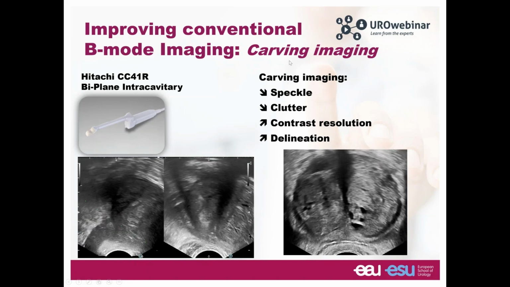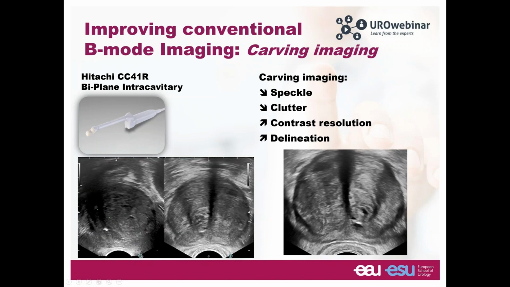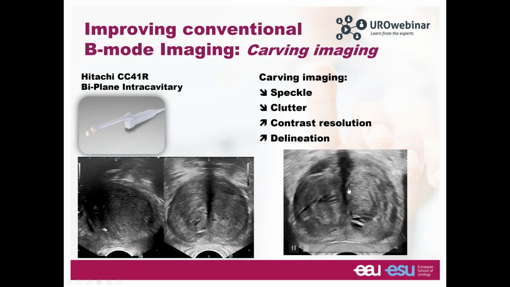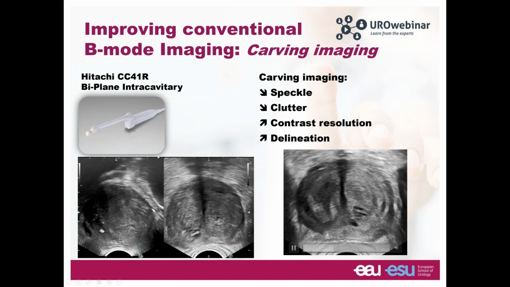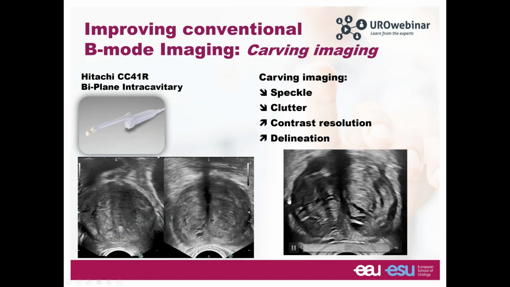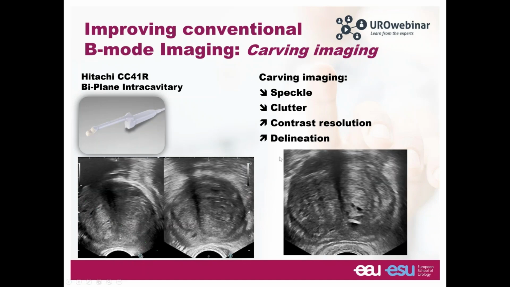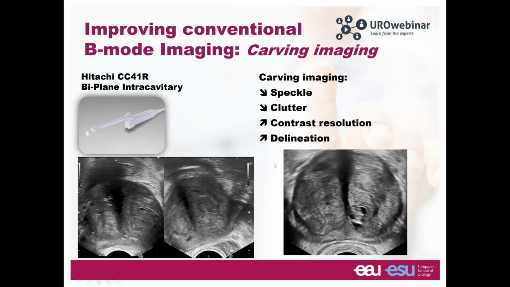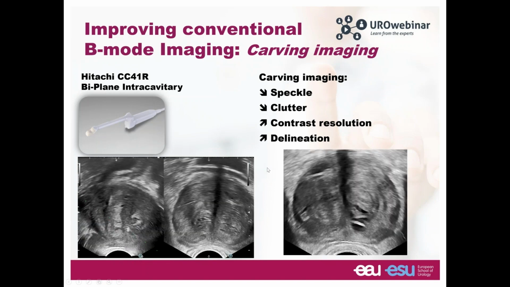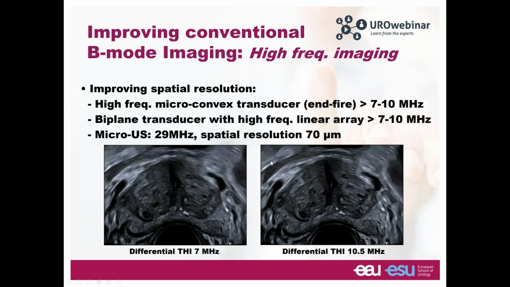Carving imaging is another approach, a filtering approach, and you see now going from conventional imaging, and you'll see the change when we go to that filtering. This is now on. And you see the reduction of the speckle and contrast resolution improvements. And that's exactly what we want. We want to get better contrast and better resolution.